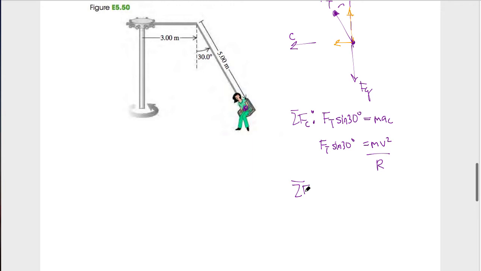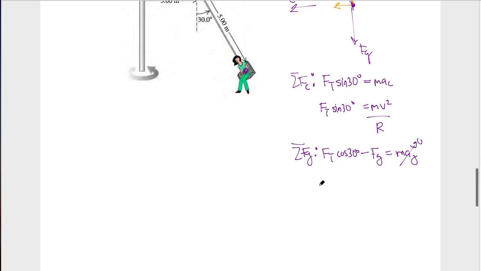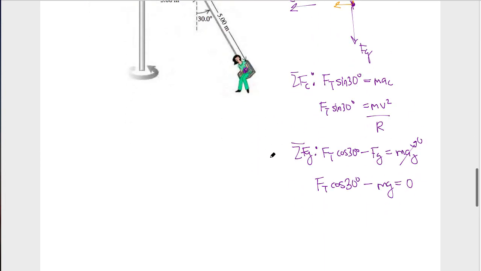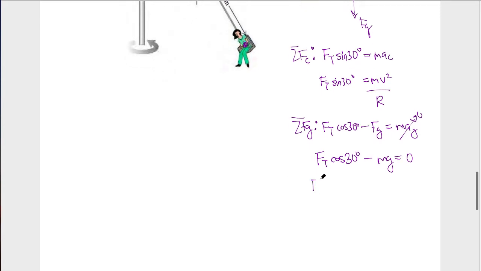Now in my vertical direction, in my y, I have force tension times the cosine of that angle, 30 degrees, minus the force of gravity is equal to m a_y. Now this is 0 because I'm hopefully traveling in a horizontal circle. So I can rewrite this as force of tension times the cosine of 30 degrees minus mg equals 0. Now, what does that mean for us? Well, that means that the force tension is actually equal to mg over the cosine of 30 degrees.